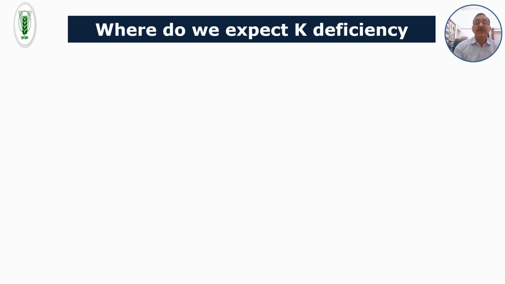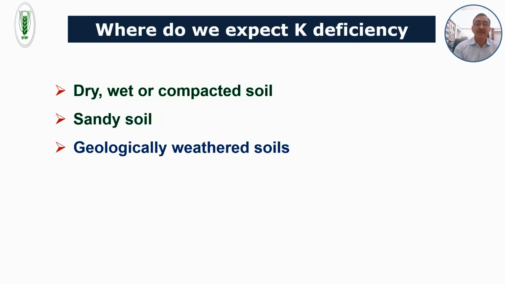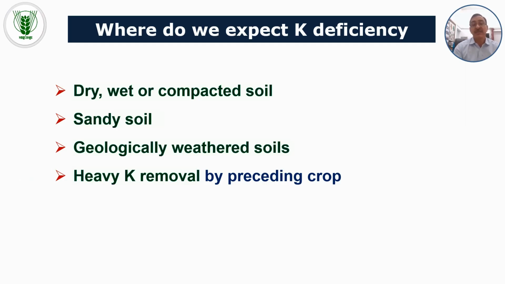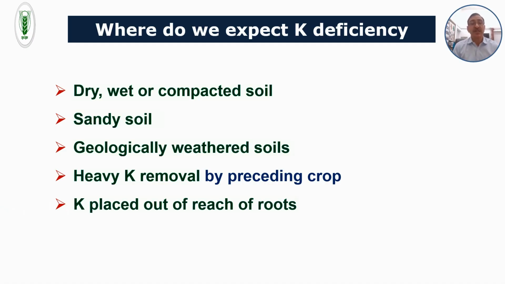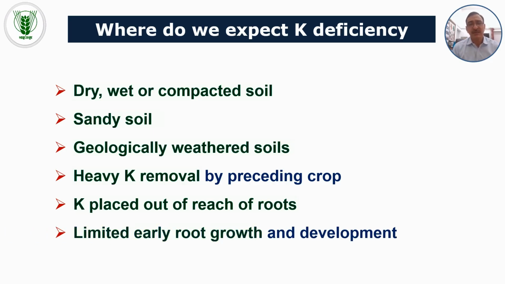We can expect K deficiency in high rainfall areas where all the cations are leached down, and in sandy soils which are not able to hold these ions. In geologically weathered soils there are also K deficiencies. Heavy K removal by the preceding crop is another condition; under different conditions we can experience the deficiency of potassium. But the identification of the symptom of K deficiency is very easy in field conditions.